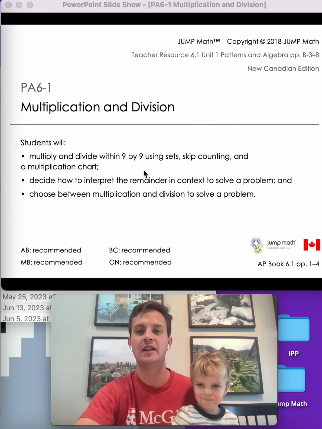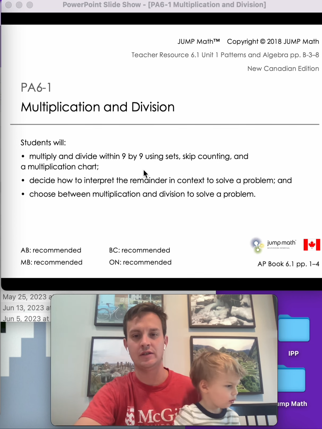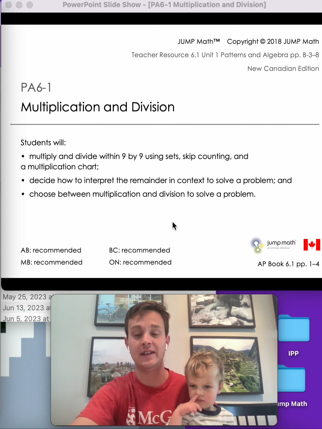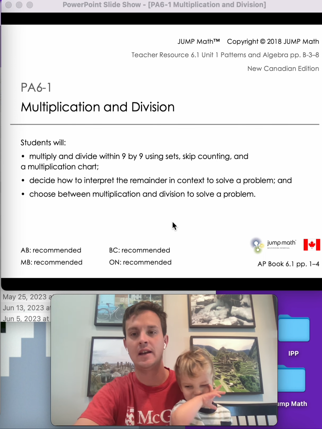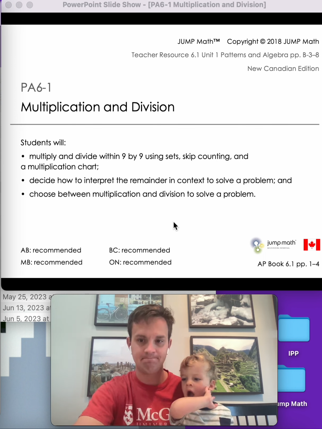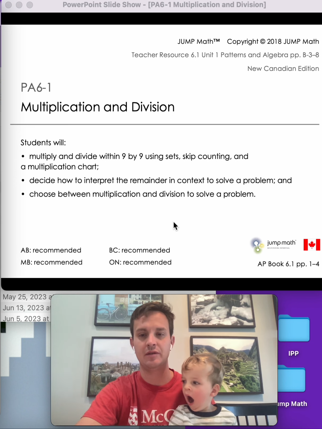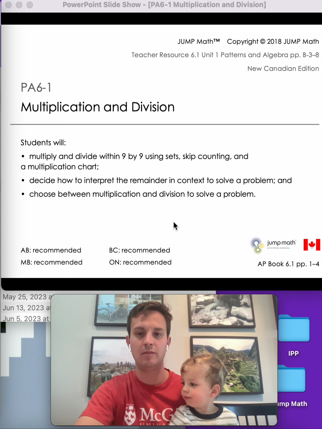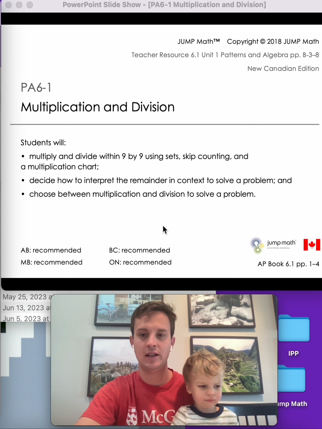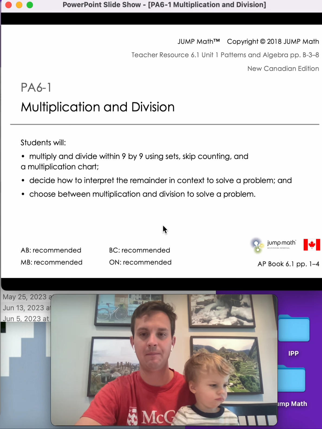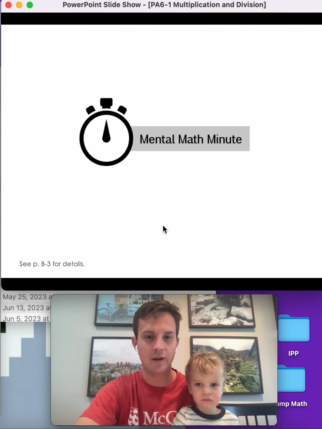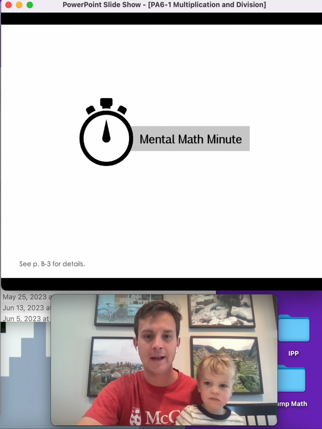First lesson here, multiplication and division. Students will multiply and divide within 9 by 9 using sets, skip counting, and a multiplication chart. And they'll decide how to interpret the remainder in context to solve a problem and choose between multiplication and division to solve a problem. Okay, so let's start with our mental math minute.